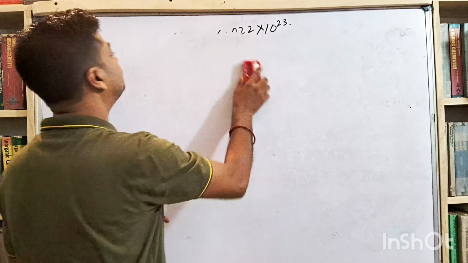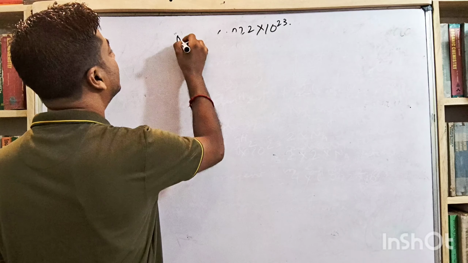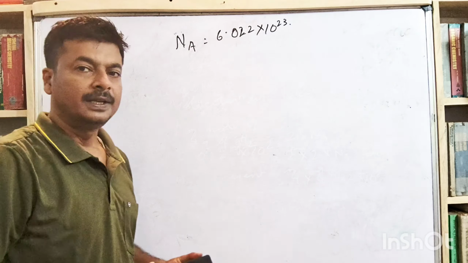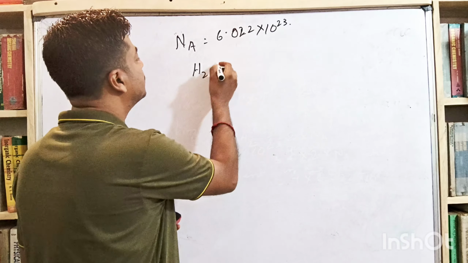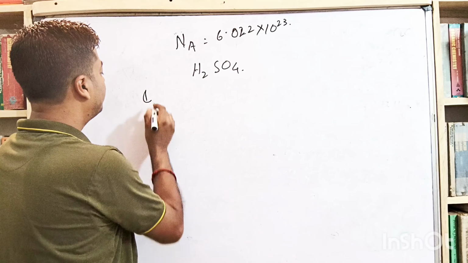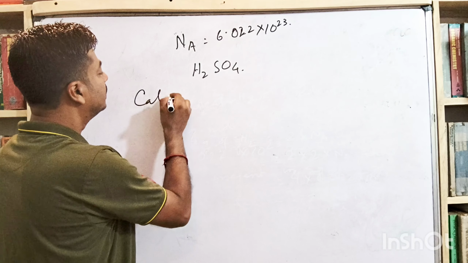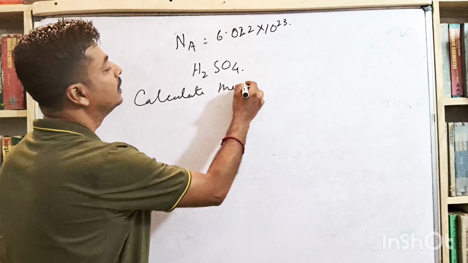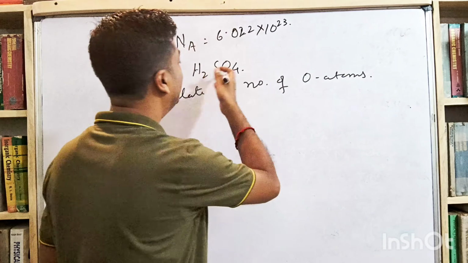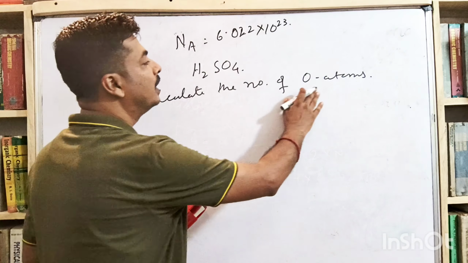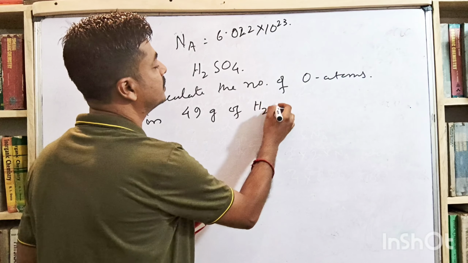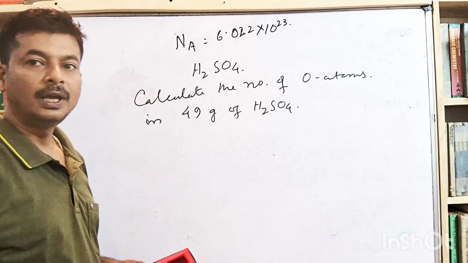Okay, now see, let us take another example. Suppose H2SO4. Now if it is asked to calculate the number of, suppose anything, oxygen atoms. Any either of these three. Calculate the number of oxygen atoms in, suppose, 49 gram of H2SO4. Okay, how we will calculate?